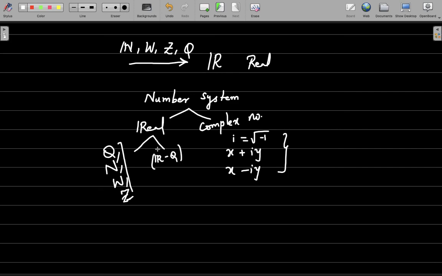And then we have real numbers, which deal with rationals, natural numbers, whole numbers, integers and all, and irrational numbers together. The study of these numbers is called real analysis, where all the numbers that you can ever imagine are called real numbers.